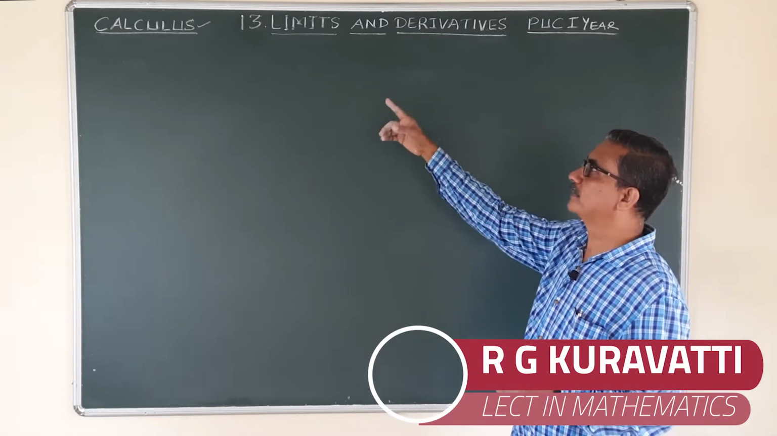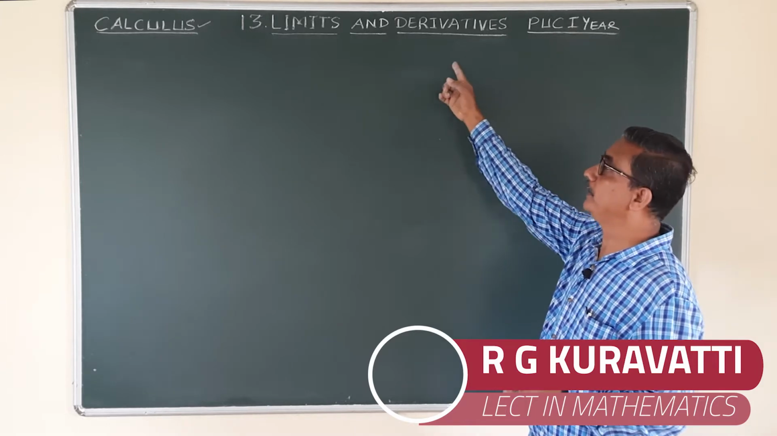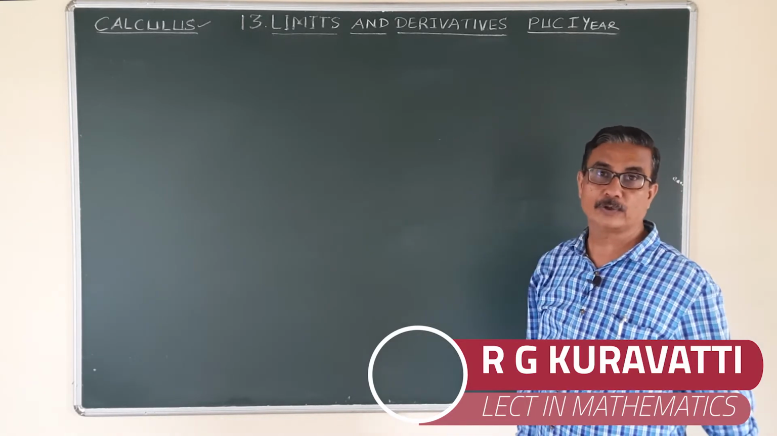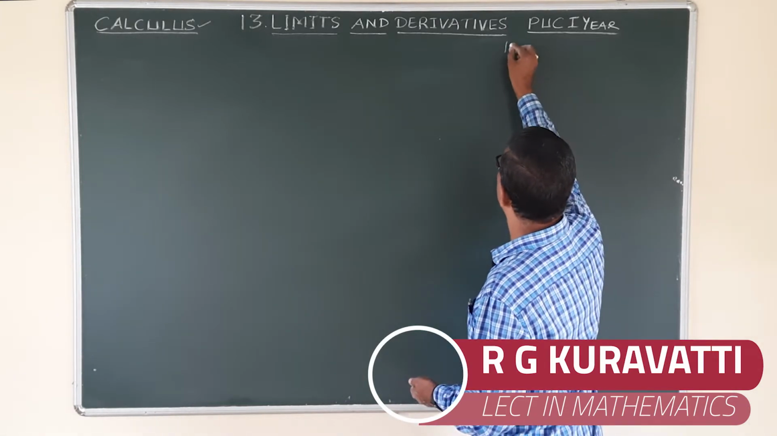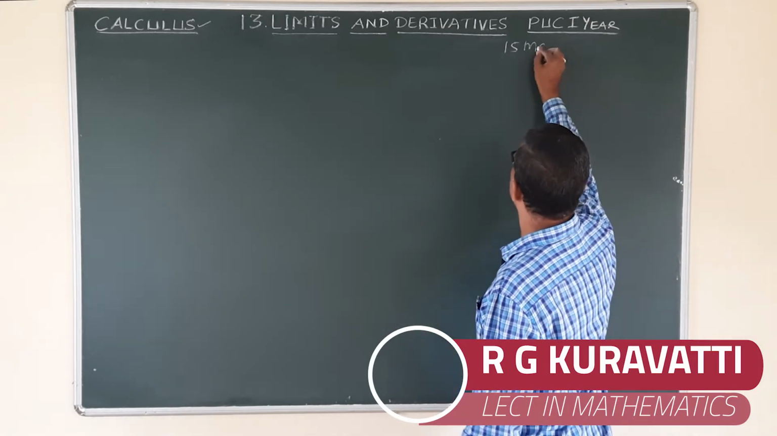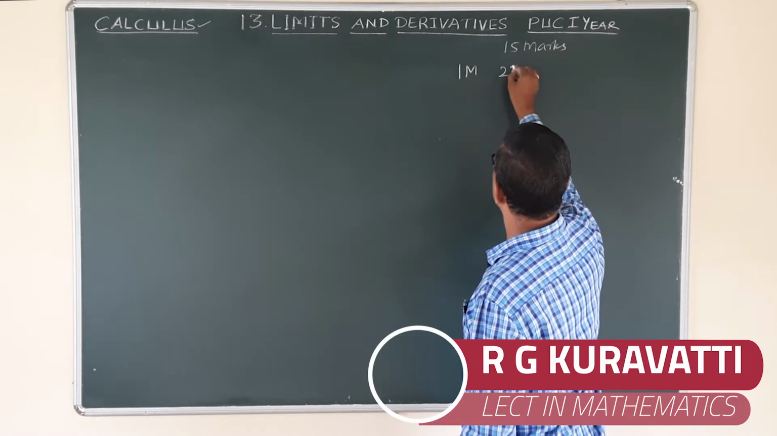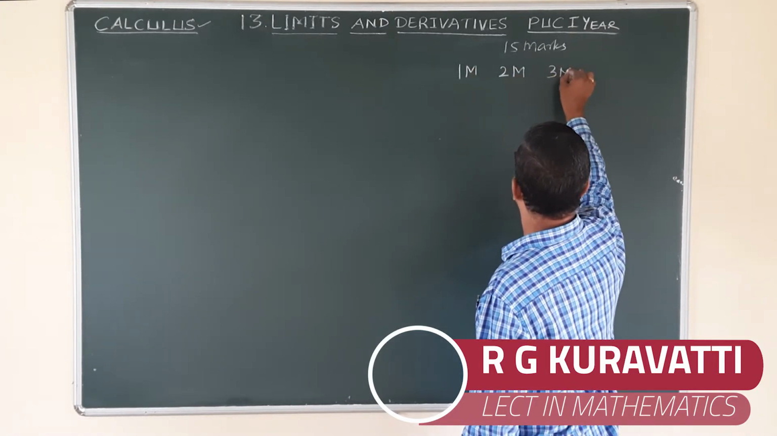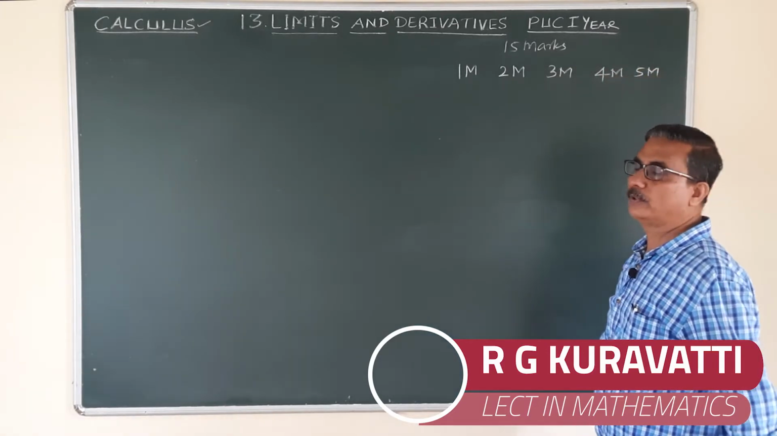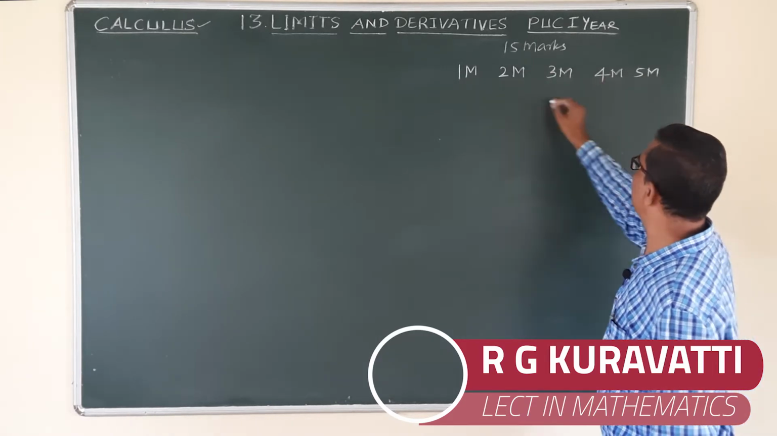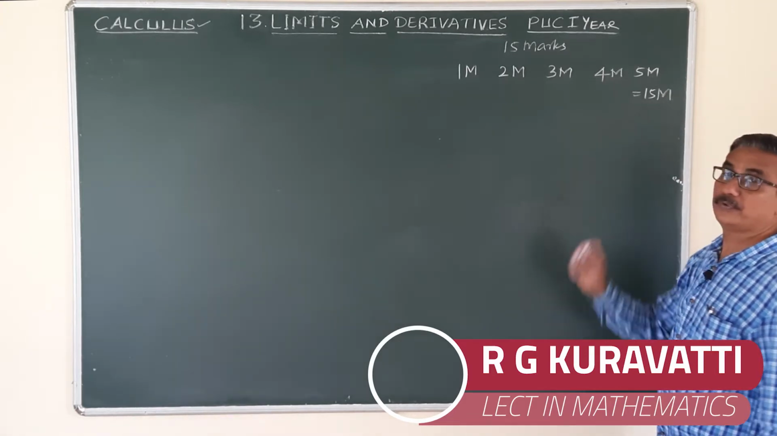Okay. Now today we will discuss the new topic, that is topic number 13, limits and derivatives. These two topics belong under the calculus section. In this topic, total marks is 15 marks. Allotment of marks: 1 mark 1 question, 2 mark 1 question, 3 mark 1 question, 4 mark 1 question, and 5 mark 1 question. Totally 9, 12, 14, 15 marks.